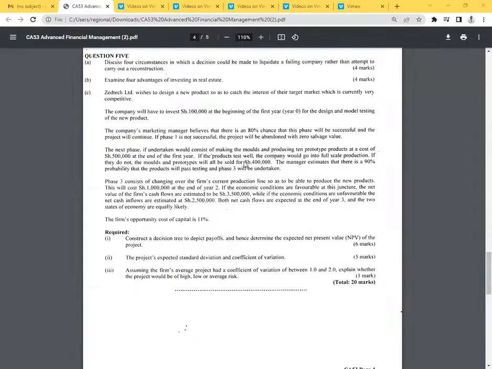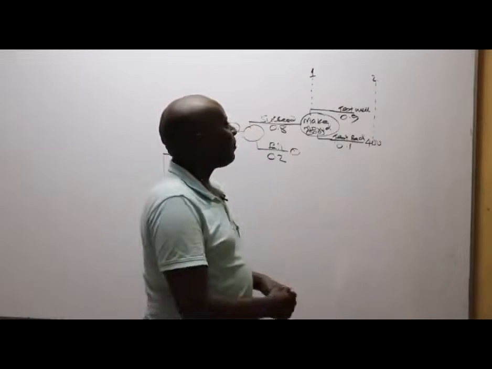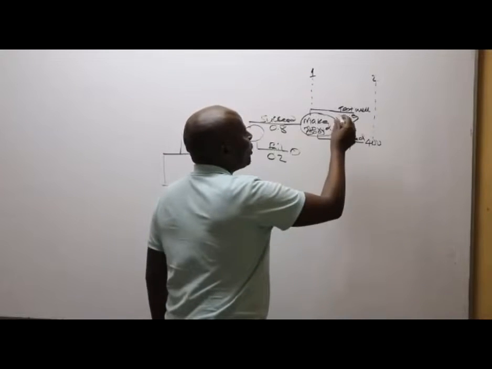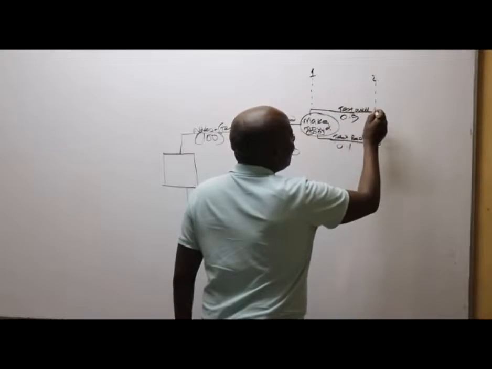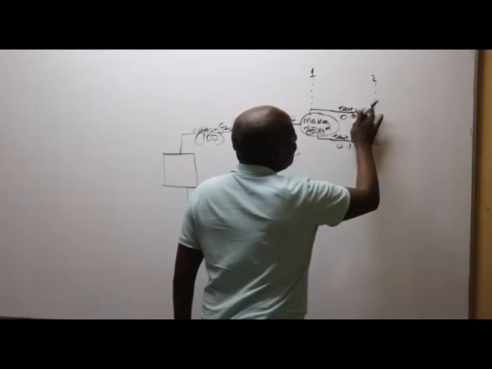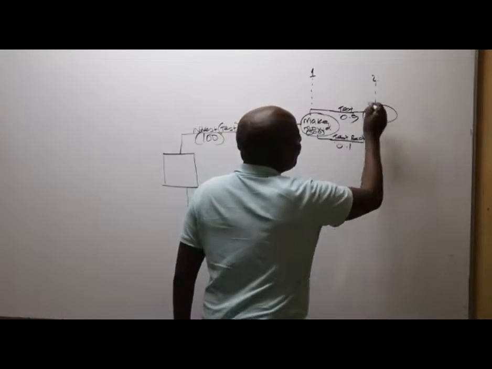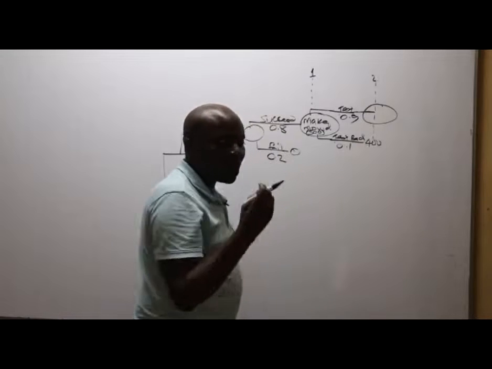They have told us here, phase 3 now, which is full scale production, consists of changing over the farm's current production line so as to be able to produce the new products. This will cost 1 million at the end of year 2. Great. So we are being told, ladies and gentlemen, if this prototype tests well, then we are going to full scale production. And if we go into full scale production, there would be some changes in our production line.